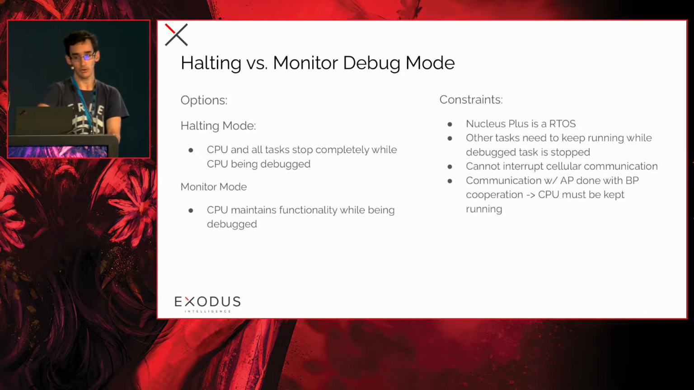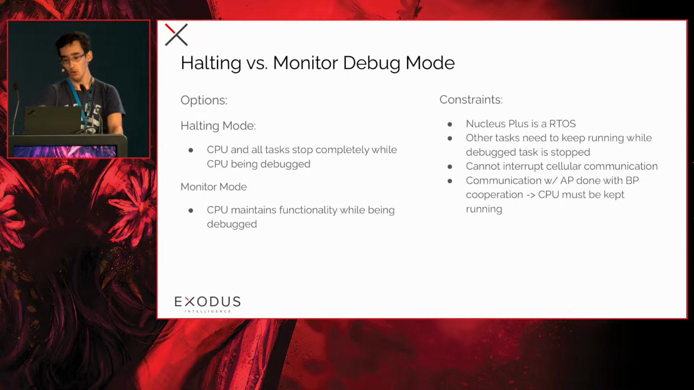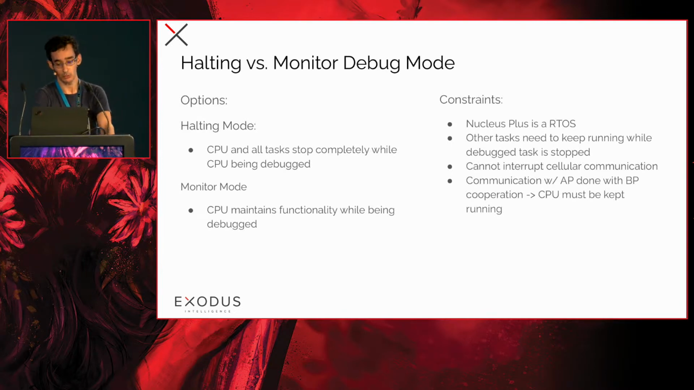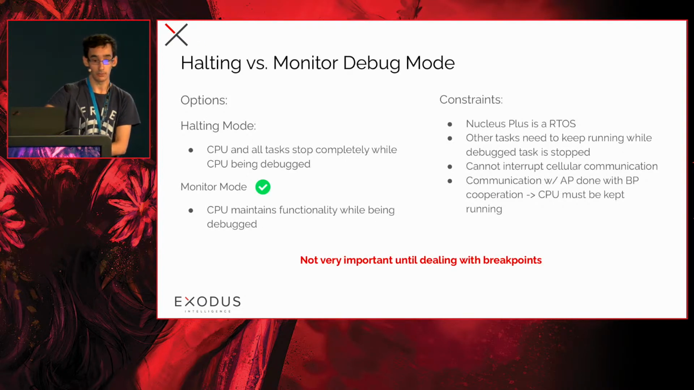As I already mentioned, Nucleus Plus is a real-time operating system, and it has a number of tasks running. These tasks need to continue running as long as the baseband is working, because otherwise we would be interrupting baseband and we would be interrupting cellular communication. We really don't want that. And on top of that, the communication between the application processor and the baseband processor, as we decided, is going to be done with AT commands, and therefore we do need the baseband to cooperate with us. Therefore, I ended up choosing monitor mode, but this is not going to be very important until we're dealing with breakpoints.